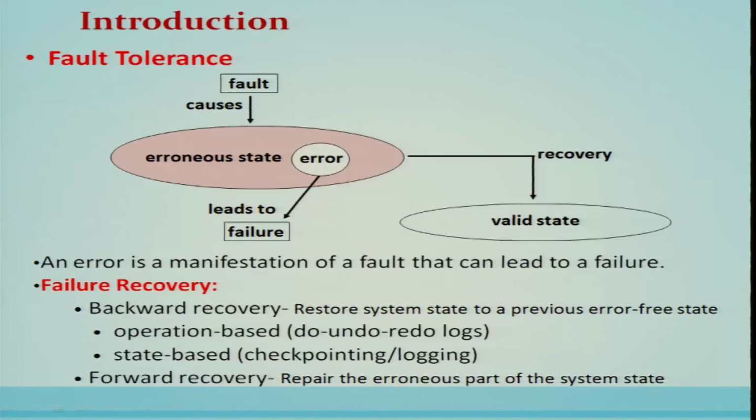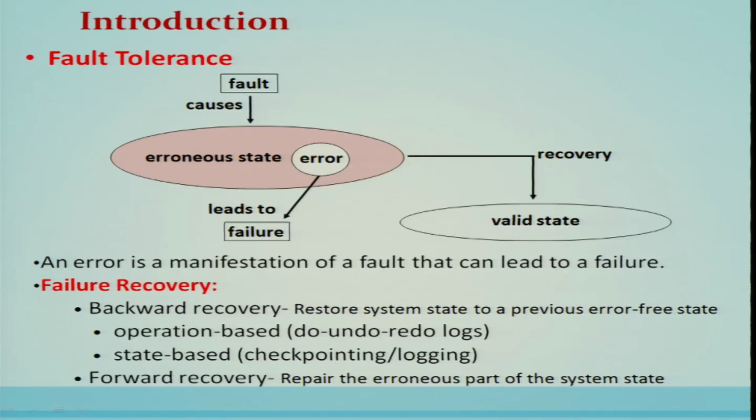Introduction. Fault tolerance. An error is a manifestation of a fault that can lead to a failure in any system, as shown here. So failure recovery is about either backward recovery or forward recovery. In forward recovery, you repair the erroneous part of the system state, which is very difficult to predict and maintain at any point of time.